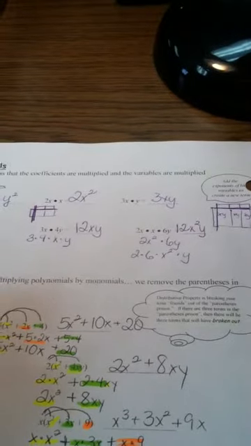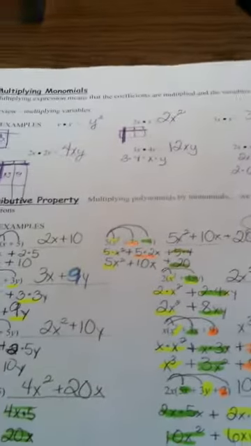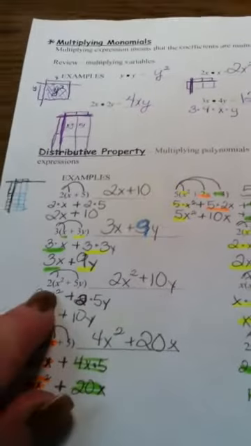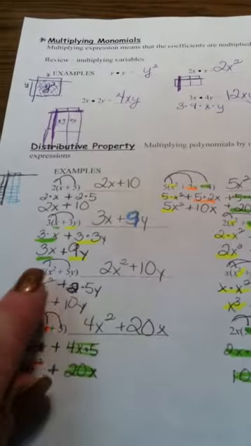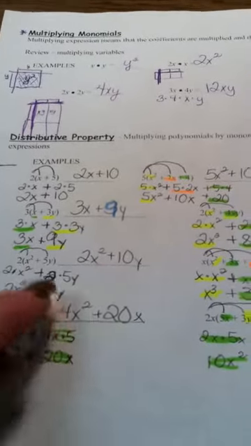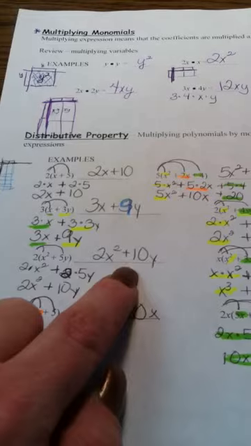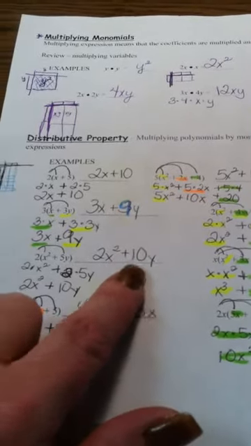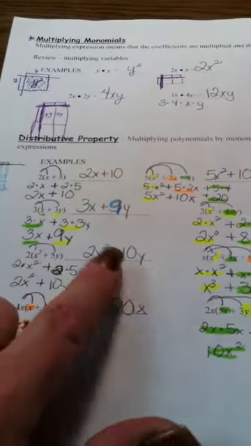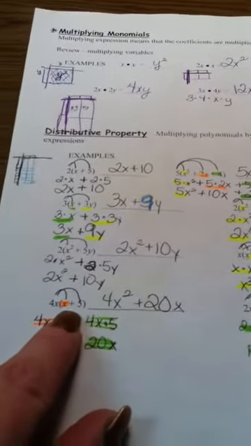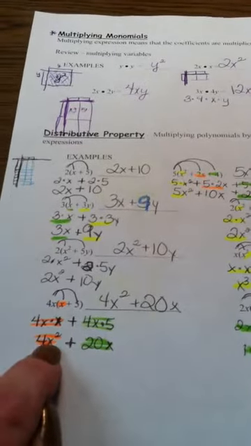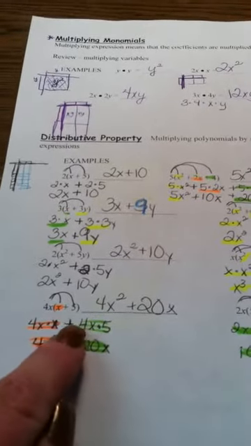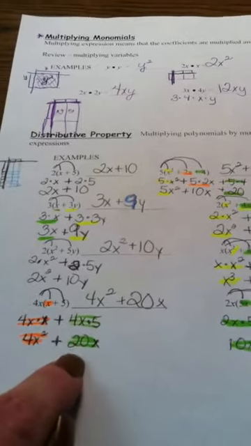I need to make this little fix here. 9y. 2 times x squared gives me 2x squared. 2 times 5y, 10y. You can see our answer, 2x squared plus 10y. They are not like terms. That's our final answer. Two terms in the parentheses, two terms out. So 4 times x gives me 4x squared. 4x times 5, 20x.